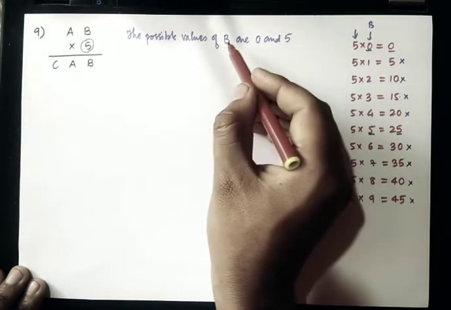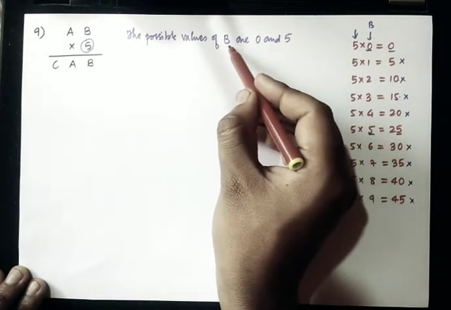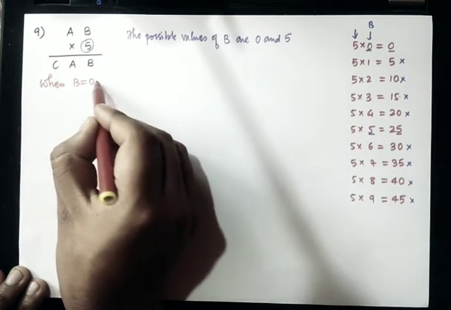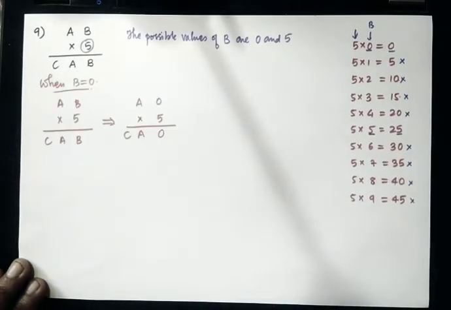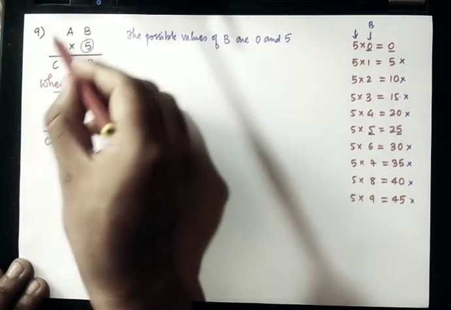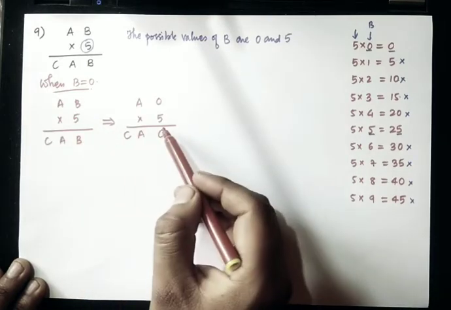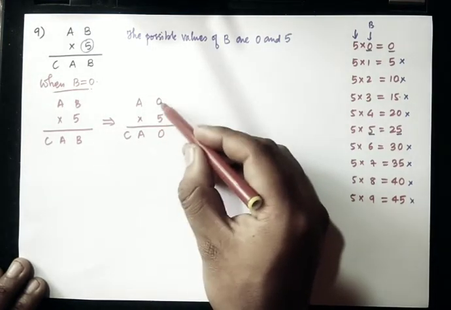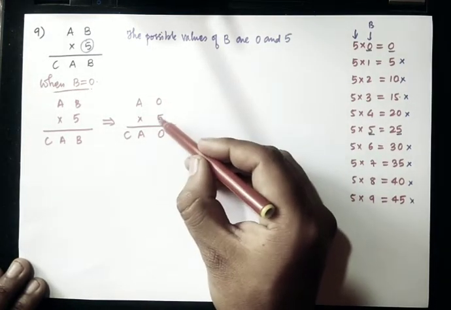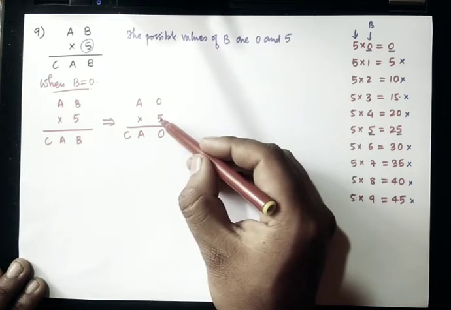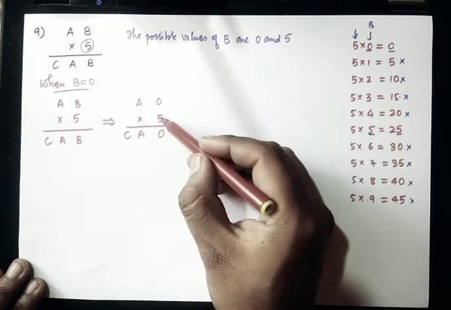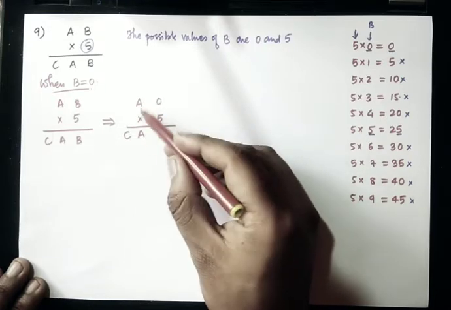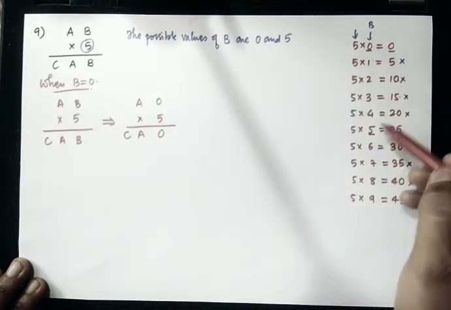So let's check the cases when b is 0 and b is 5. So when b is equal to 0, let's see what happens. Okay, so when b is 0, then the same question can be rewritten in this format, right? So wherever b is there, I put 0. Now 5 into 0 is 0, right? So there is no carried over. So here again we are getting the same kind of problem. So it is 5 into a is giving me a, right? So again the possible values for a will be 0 and 5, right?